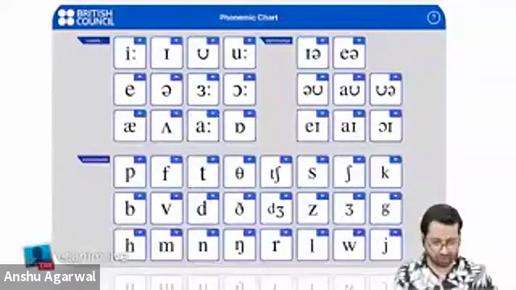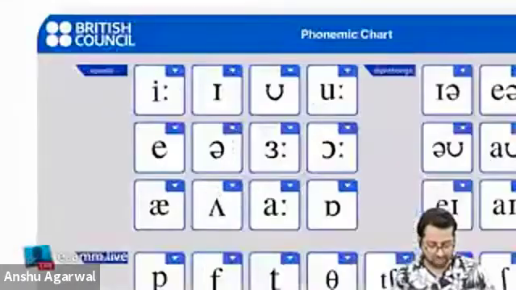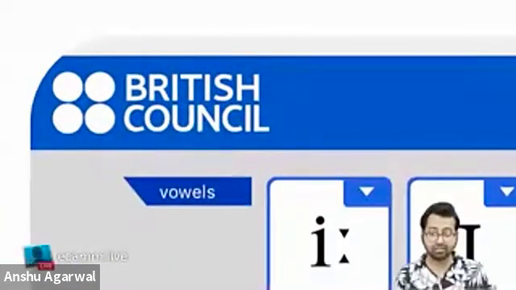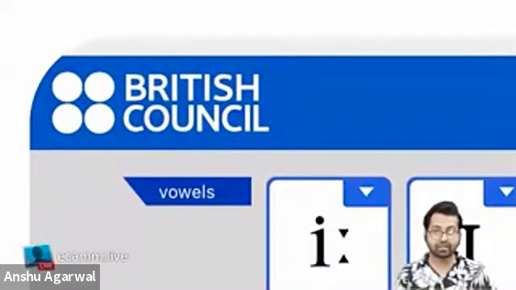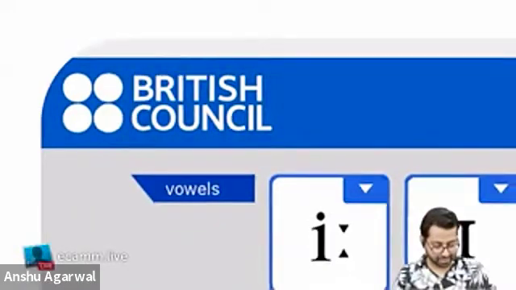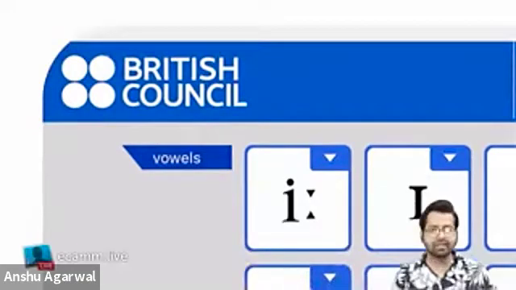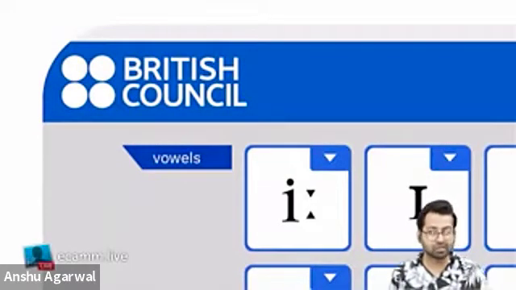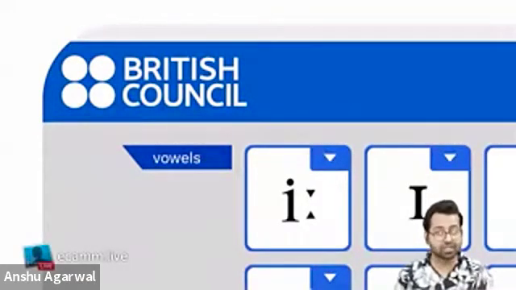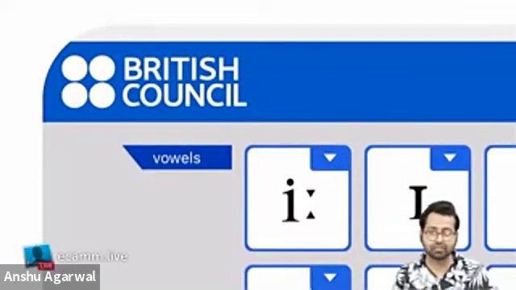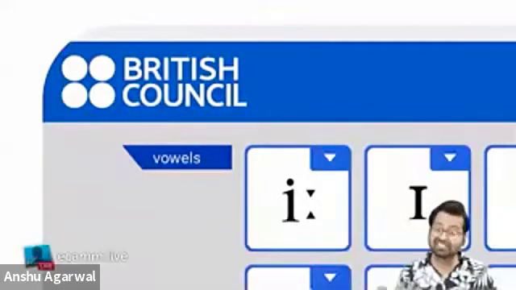Yeah, so where were we? We were here in this phonemic chart. This particular screenshot is taken from an app created by the British Council. I also work in this organization. There are many other phonemic charts available publicly. There's a Macmillan version, a Cambridge version, an Oxford version, and they're there on their websites. So you can use any one of them, and it is equally good.